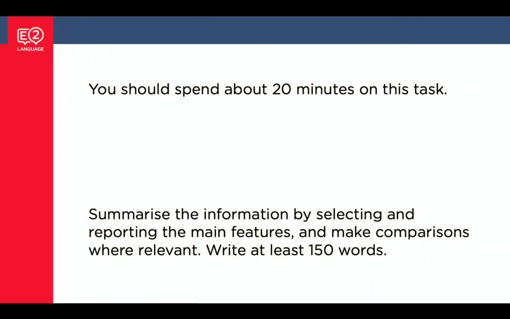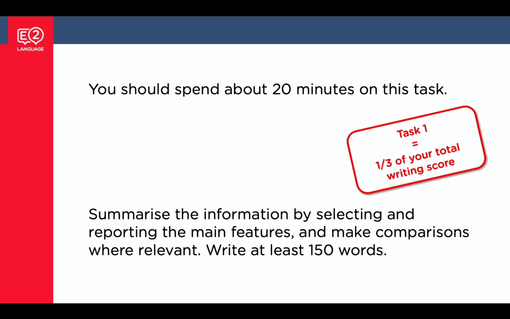So you're always going to get these same instructions. You should spend about 20 minutes on this task, summarise the information by selecting and reporting the main features, and make comparisons where relevant. Write at least 150 words. Now, this part of the test is worth 1/3 of your total writing score. So you shouldn't spend more than 20 minutes on it because you need that time in your task 2.